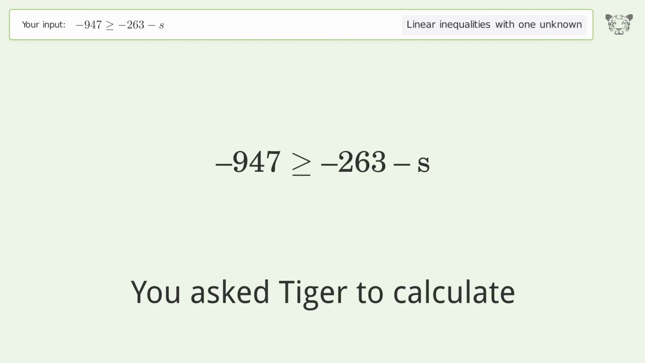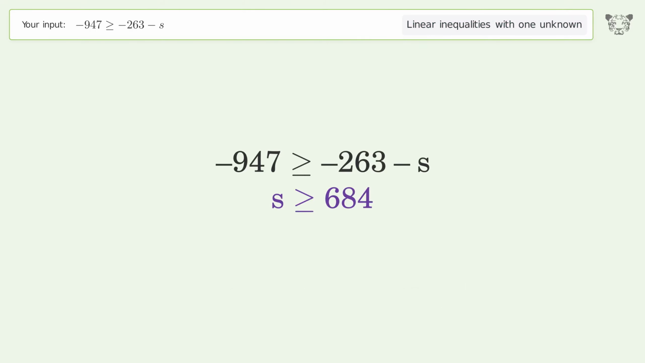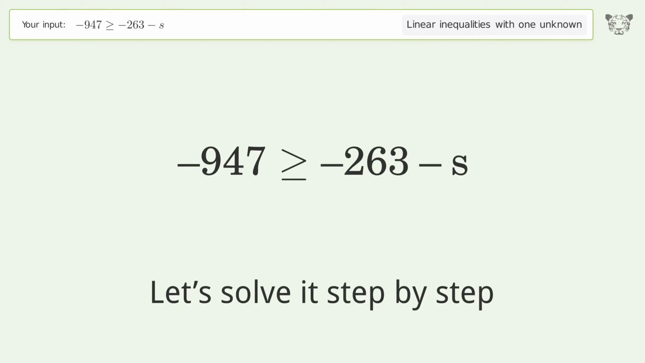You ask Tiger to calculate. This deals with linear inequalities with one unknown. The final result is s equal or greater than 684. Let's solve it step by step.